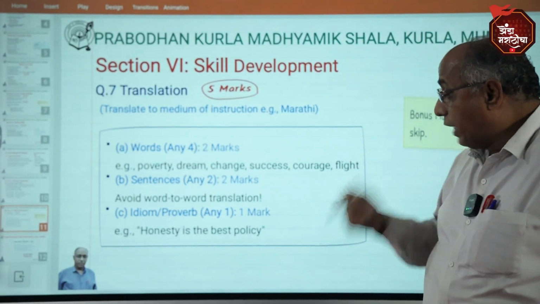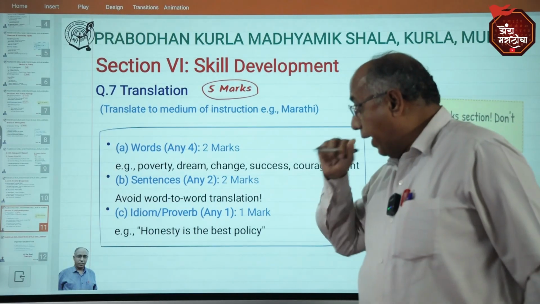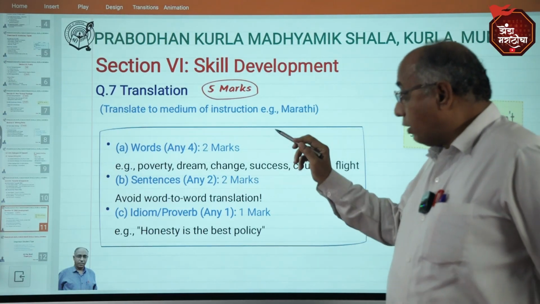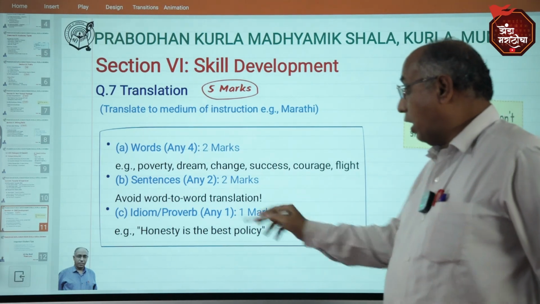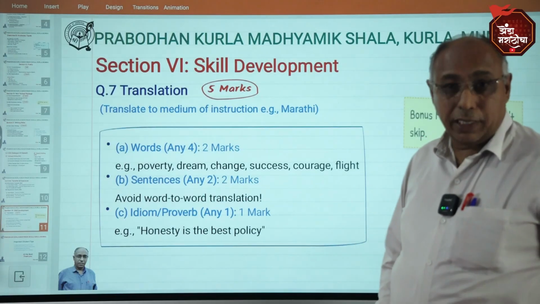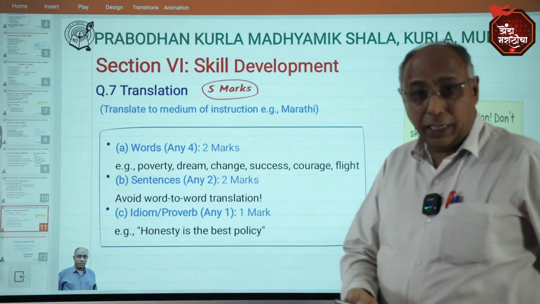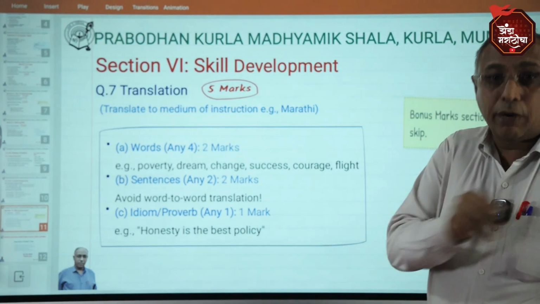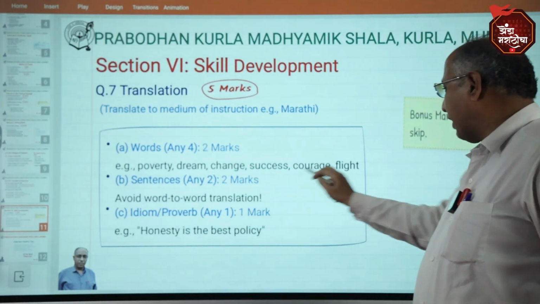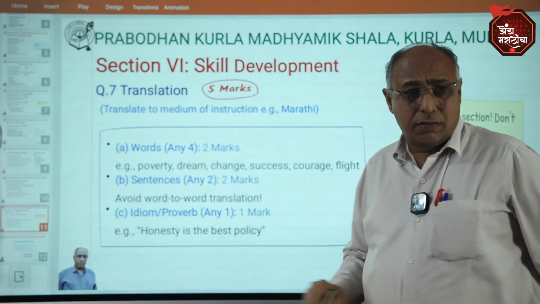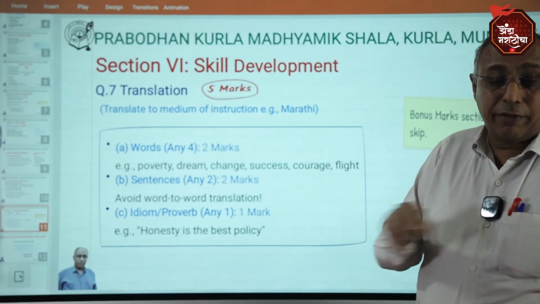So, this activity is divided in 3 parts, A, B, and C. In part A, 6 words will be given, and the students are expected to translate 4 words. But I will request all the students to do all the words, because by mistake we can make mistakes, and so we should not lose our marks. The words are poverty, dream, change, success, courage, flight, and all the words asked in these activities will be from your textbook. They will not be different from that.